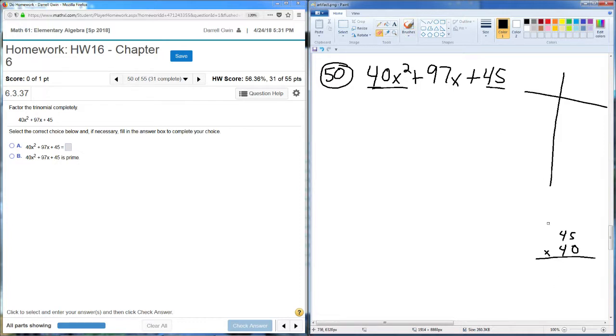40 times 45. 4 times 5 is 20, carry the 2. 4 times 4 is 16, 17, 18. Jeez. 1800, and we need to get 97. Whew.